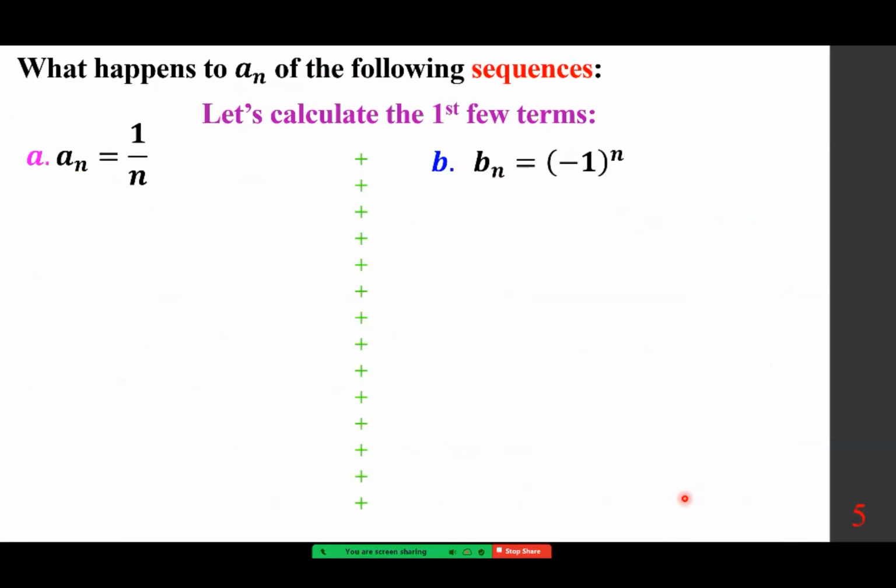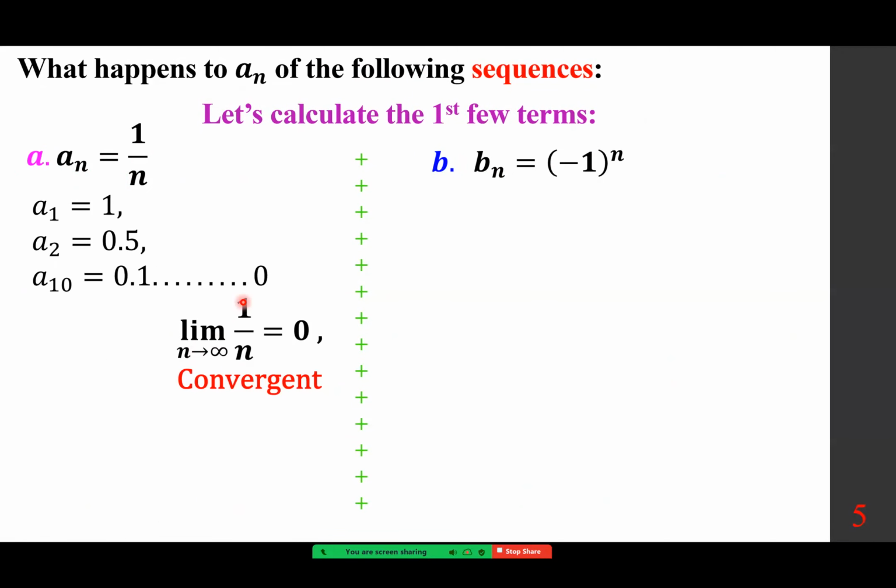We want to see what happens to the sequence. One easy way is just to plug in the first few. For example, for this one, if I put n equals 1, I get 1. If I put 2, 1/2 or 0.5, 3, 1/3, 4, 1/4. If I put 10, it is 1/10 or 0.1. And we can easily see that this is approaching 0. So therefore, we claim the limit of 1/n as n approaches infinity is 0.